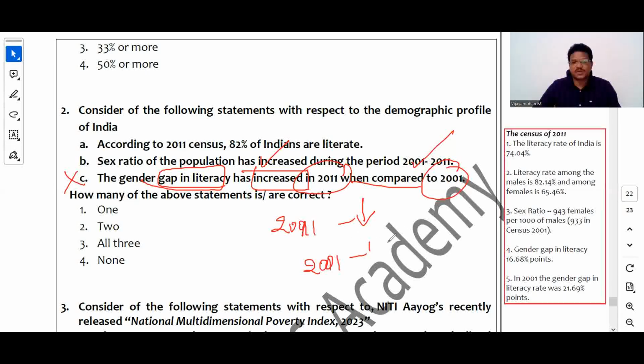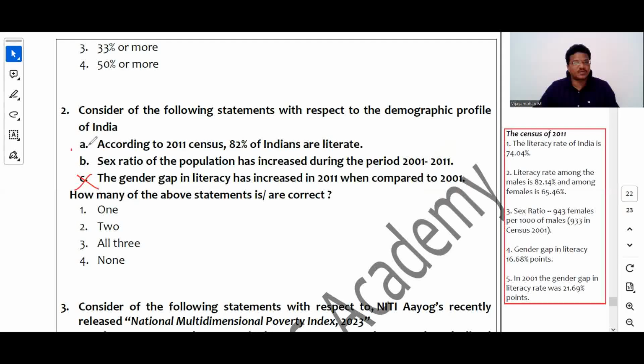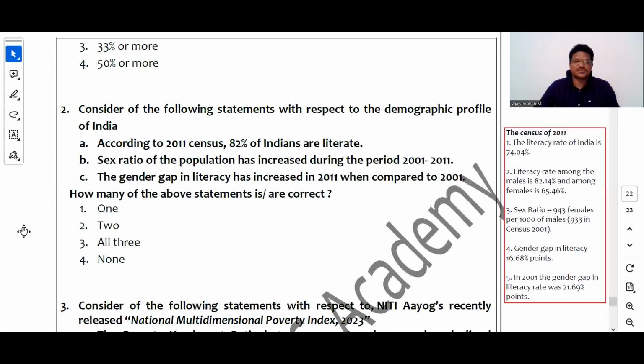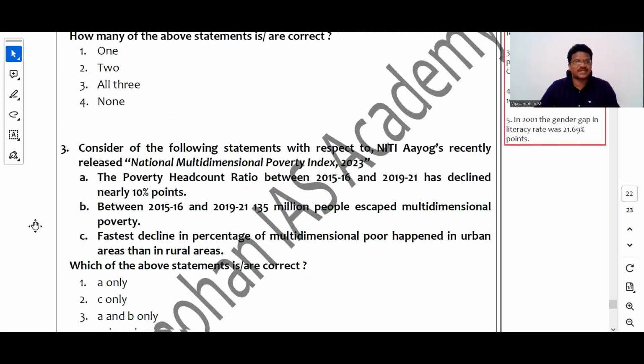So ఇది మనకి 2001 లో the gender gap between male and female is nearly, I think, 21.6% ఉంది. ఇక్కడ చూడండి, in 2001 the gender gap in literacy rate was 21.69%, whereas in 2011 the gender gap in literacy is 16.68%. So మనకి gender gap actual గా తగ్గింది, it has not increased అన్నమాట. So the third statement is also wrong. So our only option is only one statement is correct, and that is the second statement. Okay, so these type of questions you need very thorough understanding of the data, right?